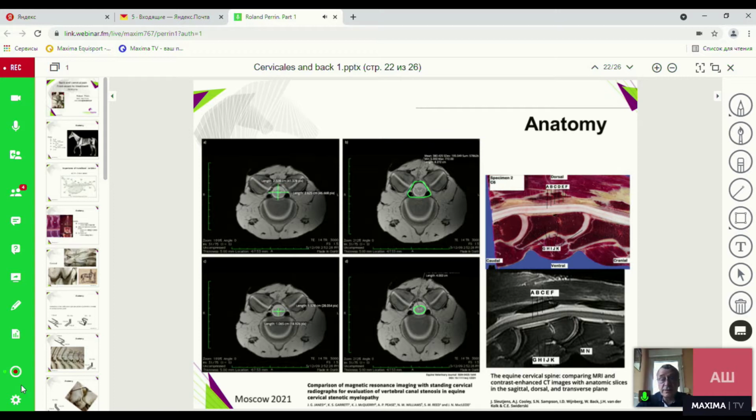And you can notice that the gray matter of the spinal cord is lower in the spinal cord. It's difficult. I can show you. I don't have the possibility to show. You don't know?